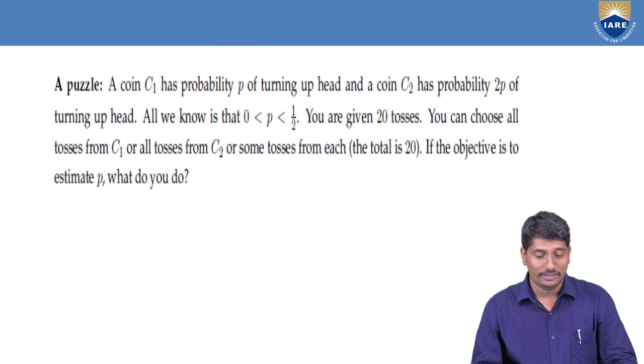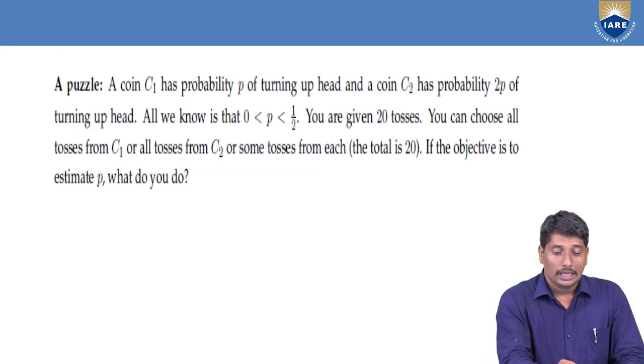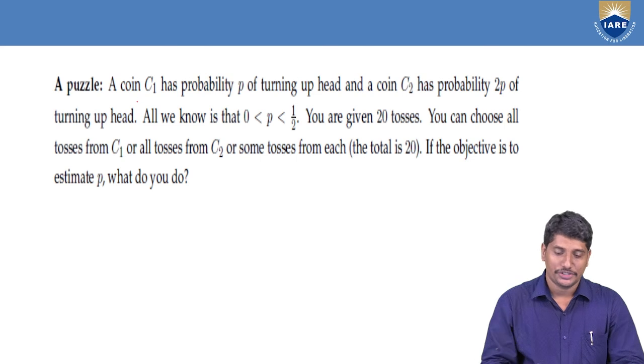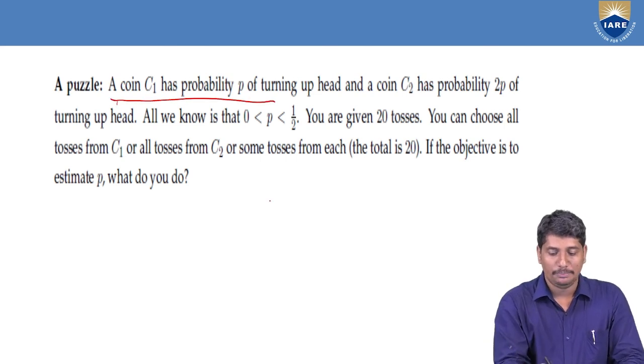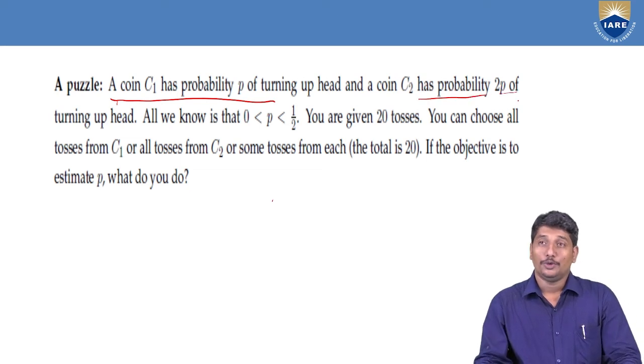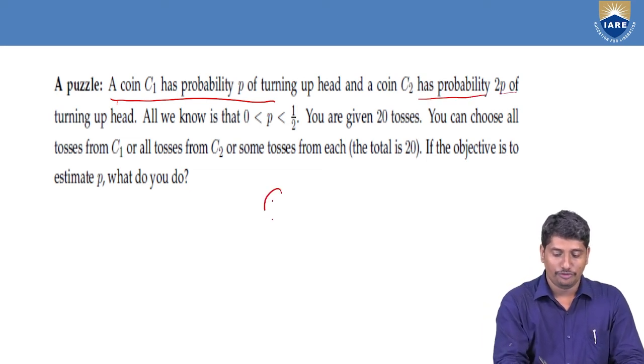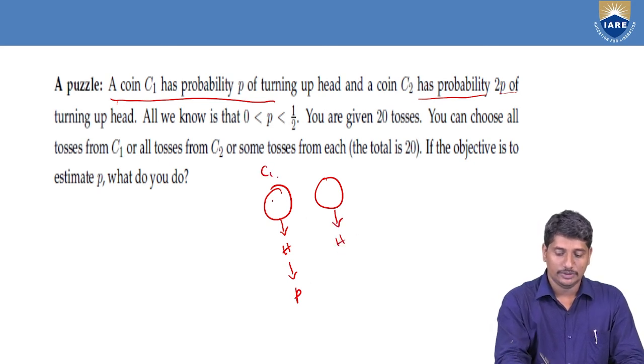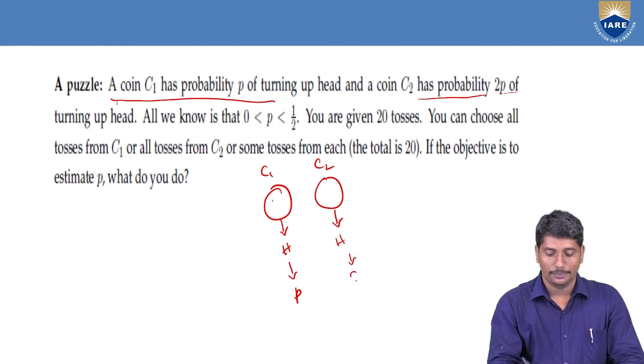Finally, I'd like to conclude this lecture with a small example on the point distribution. We can call it a puzzle, or an understanding over point distribution. A coin C1 has the probability P of turning up head, and a coin C2 has the probability 2P of turning up head. That means we are tossing two coins. For C1 the probability of head is P, and for C2 it is 2P.